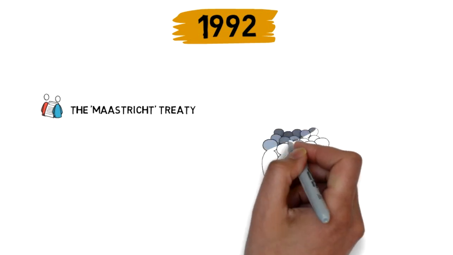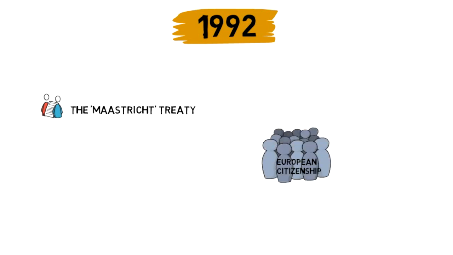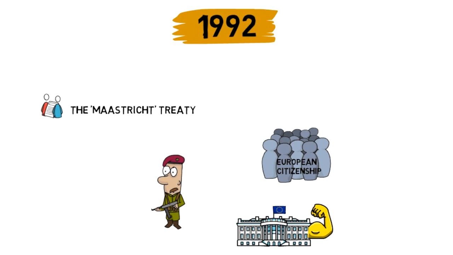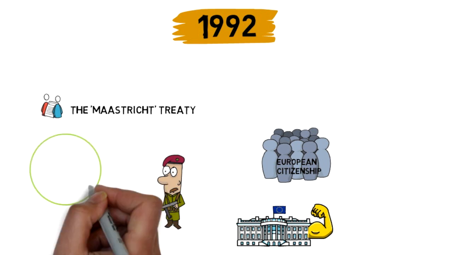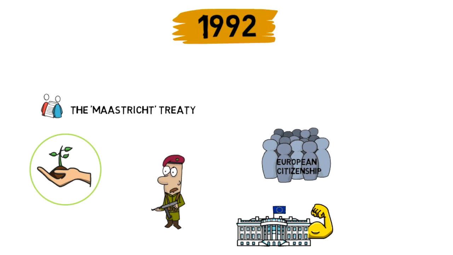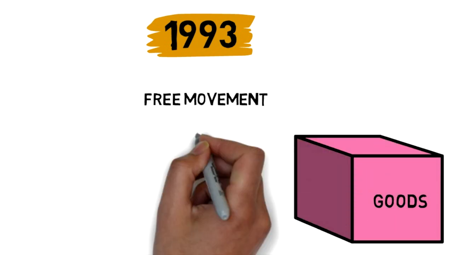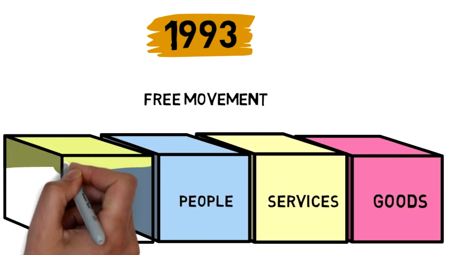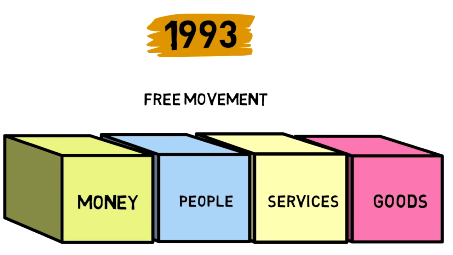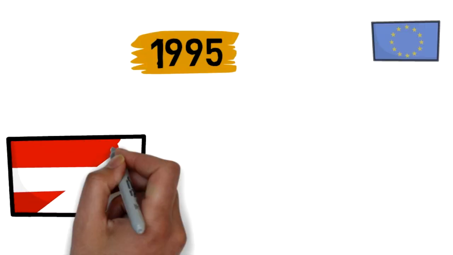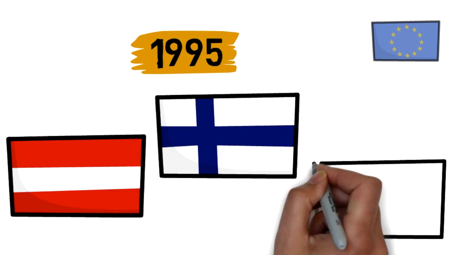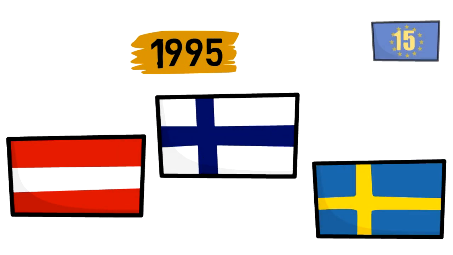Through this treaty, all citizens of member states gained the European citizenship. It also established a common foreign and security policy and expanded the European Parliament's power. On top of that, the treaty introduced the environment as an official field of action for the EU. Then, in 1993, the single market was completed with the 4 freedoms. They are free movement of goods, services, people, and money. Austria, Finland, and Sweden joined the EU in 1995.